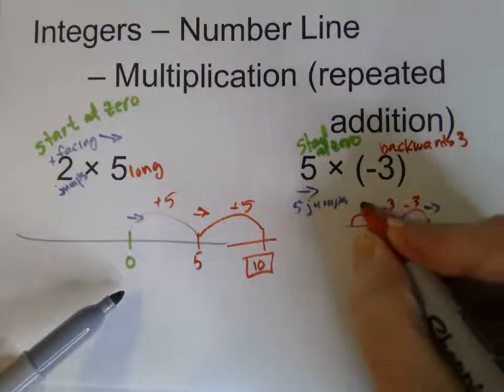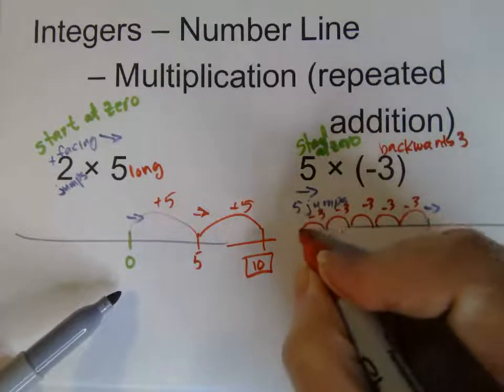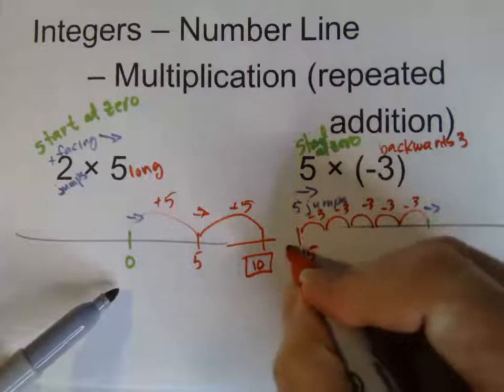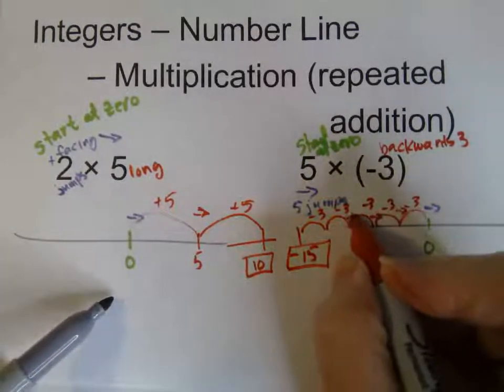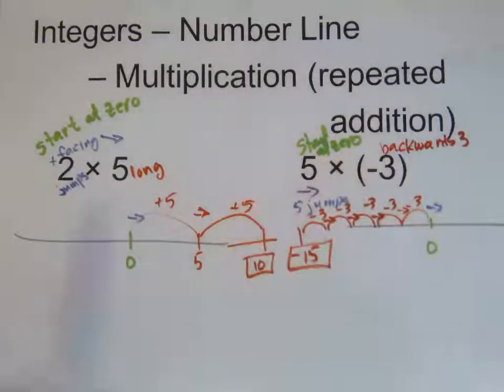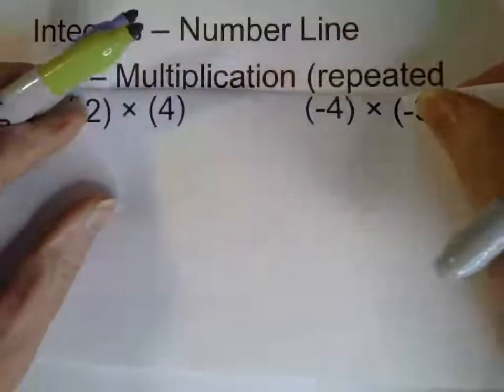You could imagine students doing this, couldn't you? Back 3, back 3, back 3. We end up at negative 15 because we did 5 jumps facing that direction every single time, and we end up going backwards 5 times. Awesome. Okay, let's see if this keeps working.